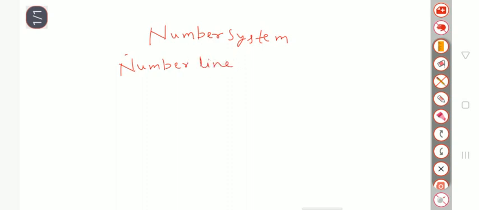So actually all of you know in class 6, 7, 8 what is the number line. Okay, so number line is basically a line on which we can represent all the real numbers. So this line is also known as real number line. Sometimes we call number line as real number line.